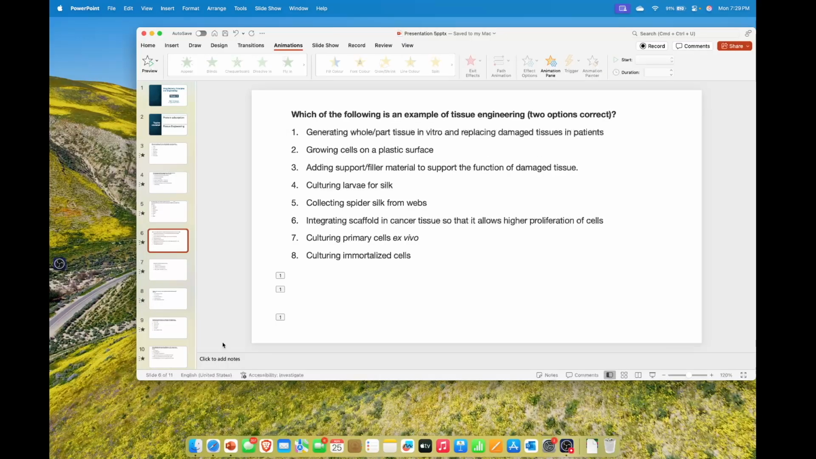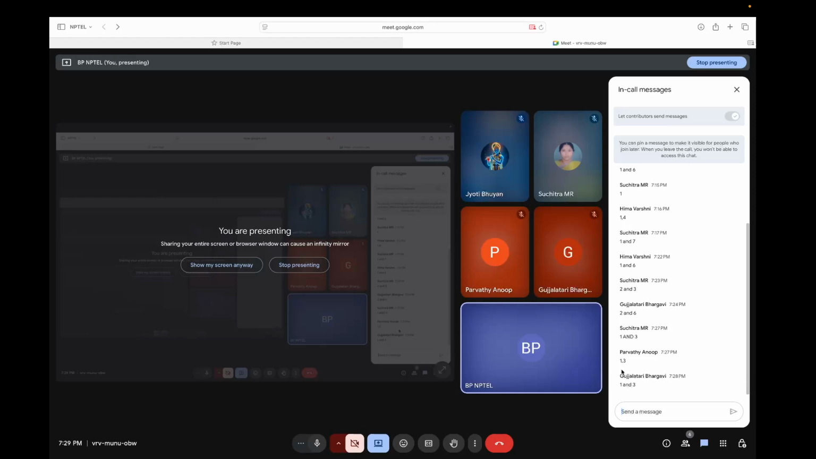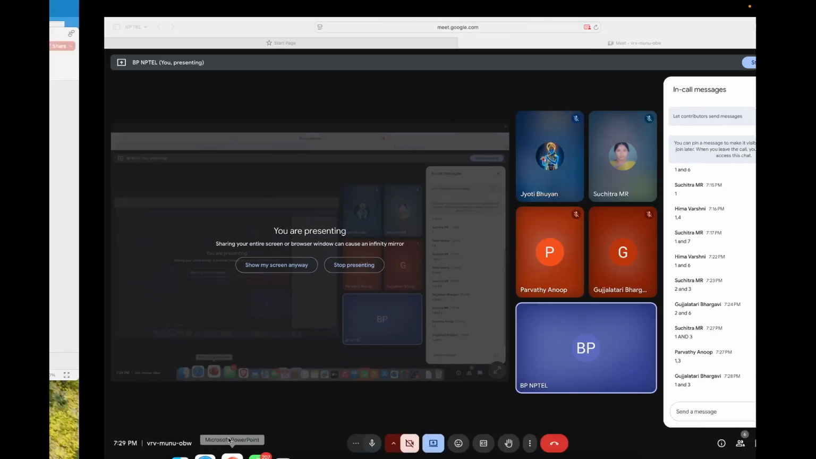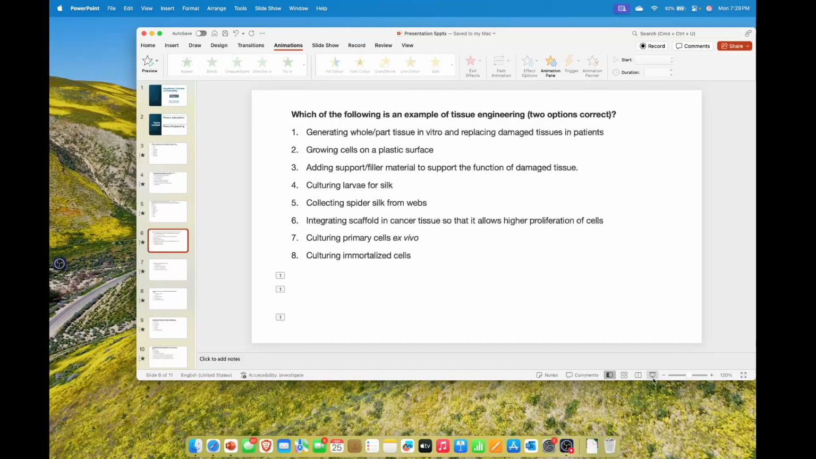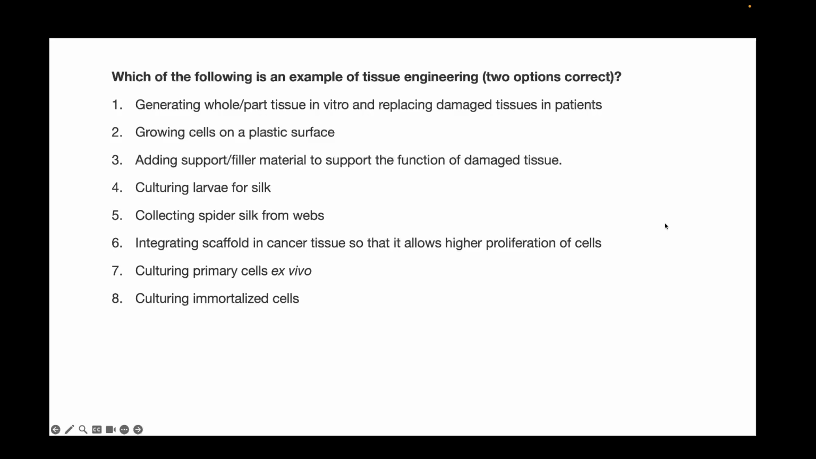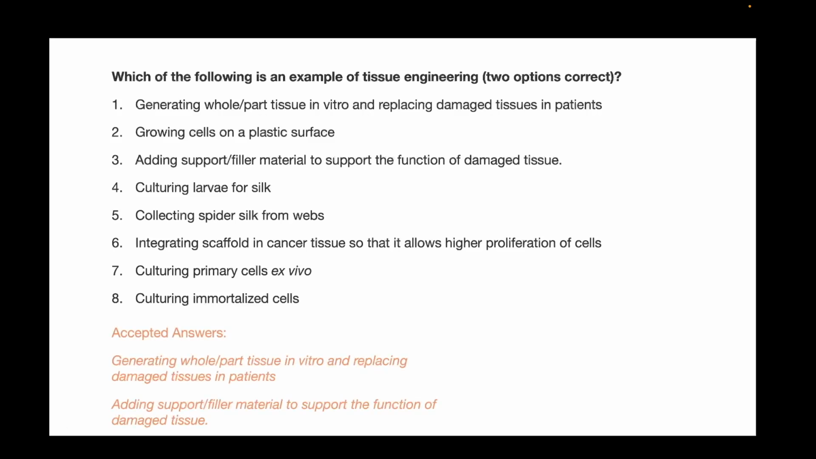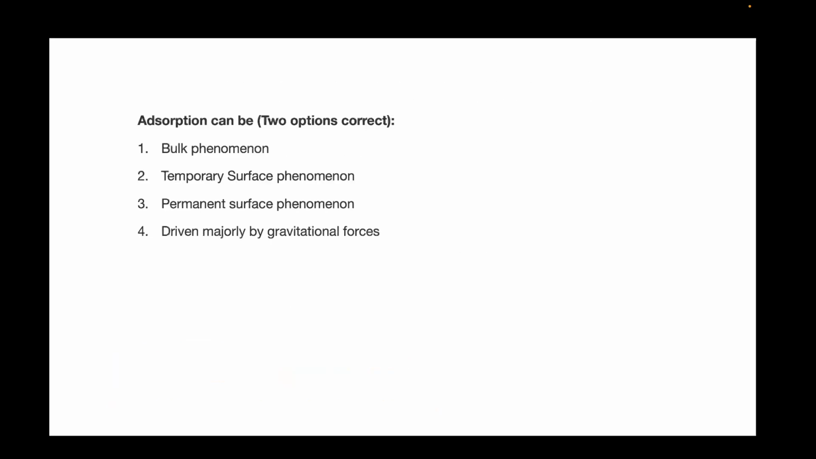Yes, anybody? Option 1 and 3. Okay. Yes, both of you are correct. Option 1, that is generating whole or part of tissue in vitro and replacing the damaged tissues in patients, as well as adding support or filler material to support the function of the damaged tissue, are two examples of tissue engineering. Okay, moving on to the next question.